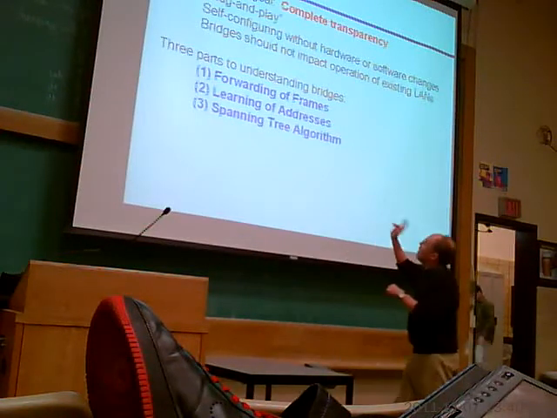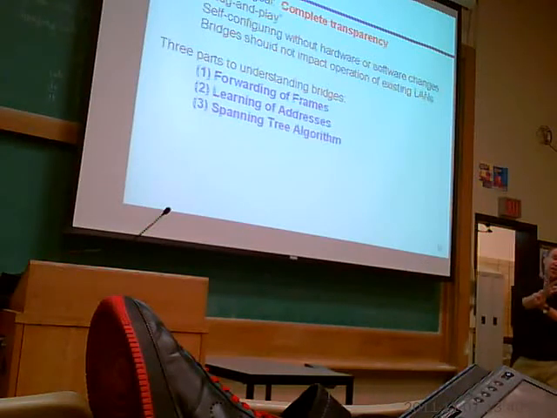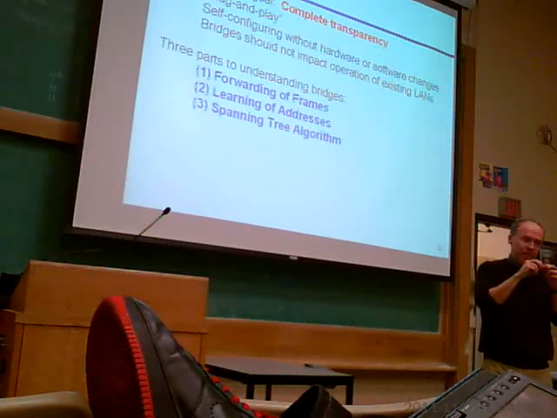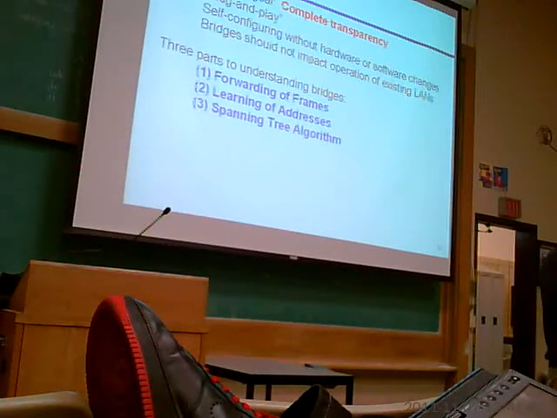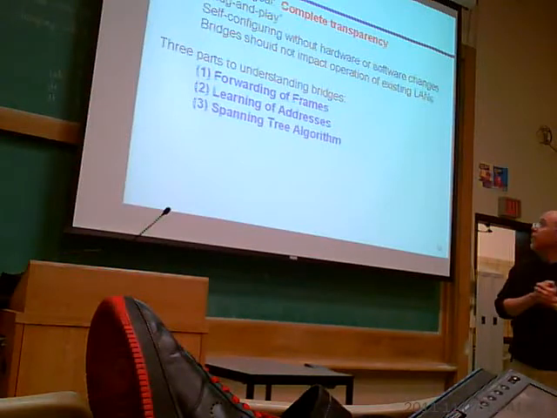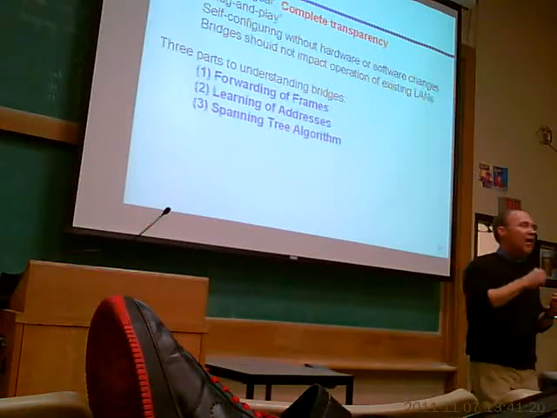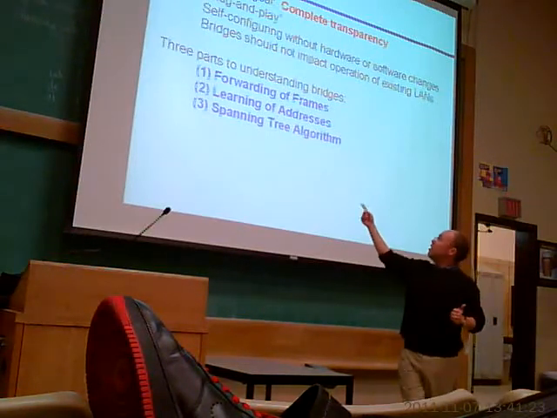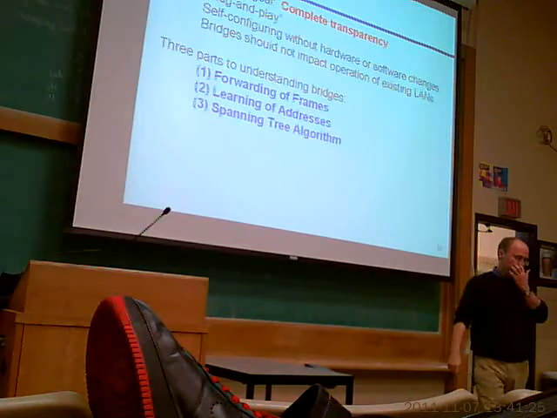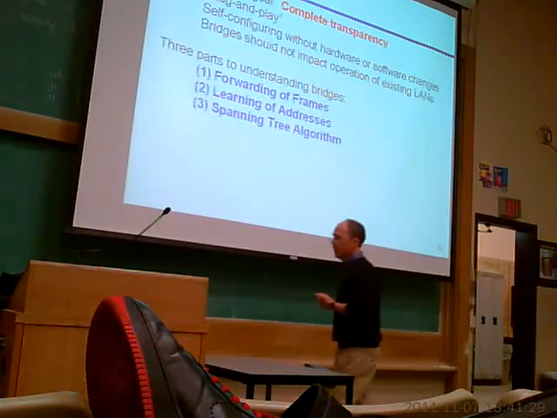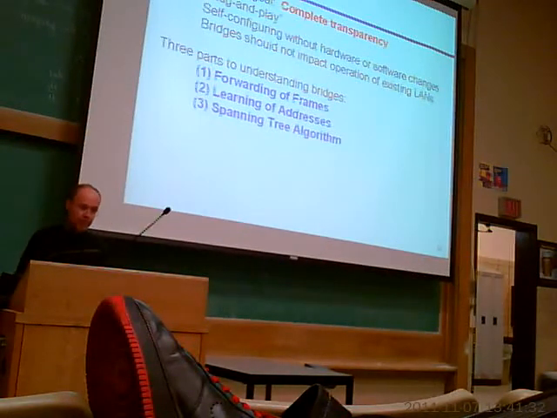So to understand how LAN switches work, I break this up into three pieces. The first piece is the forwarding of data frames. What's the equivalent of the routing table lookup in the IP module? Then the second one is the learning of addresses. How do routing tables get populated? And the third one is the spanning tree algorithm. That is an algorithm that avoids loops in a topology. All right, so let's go through this.